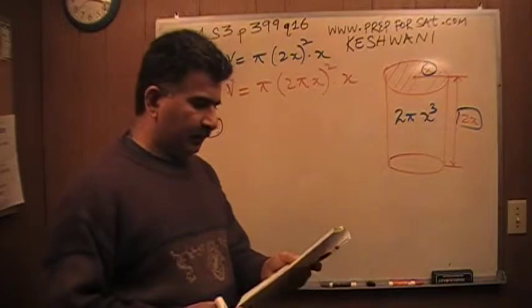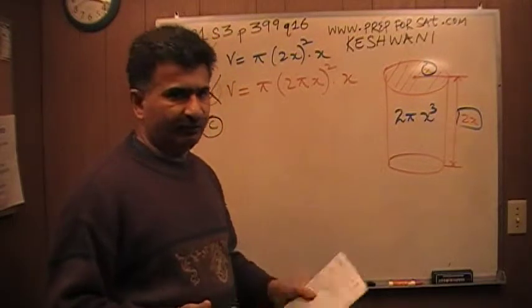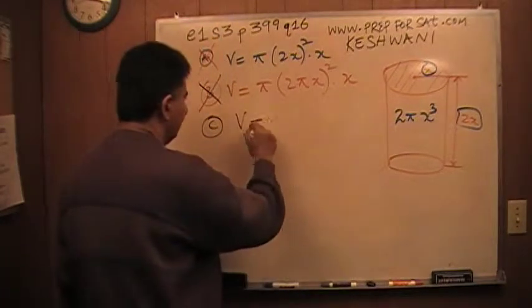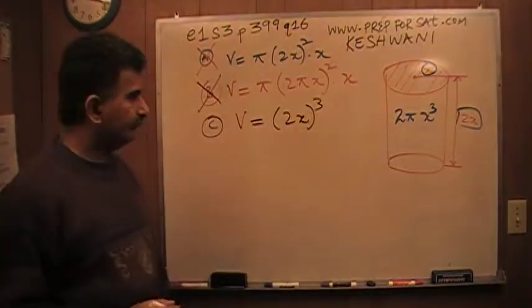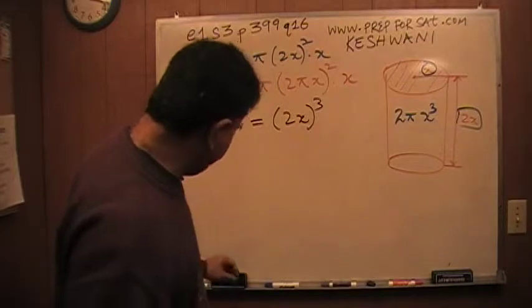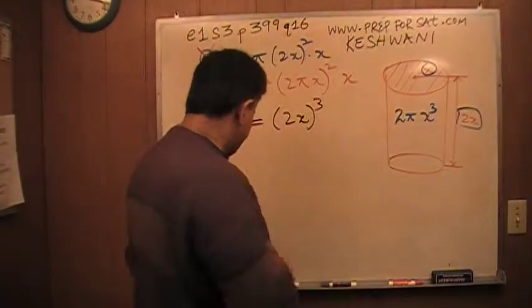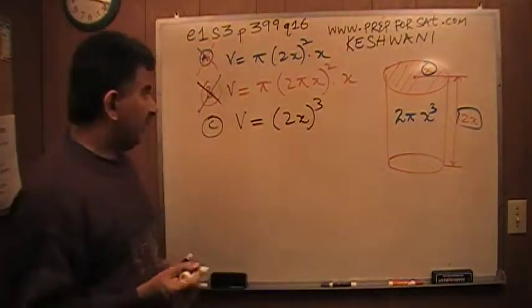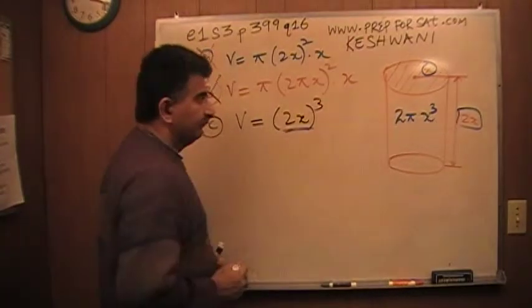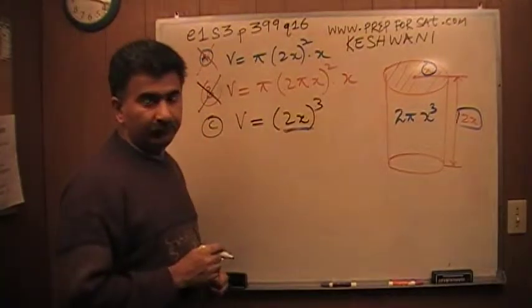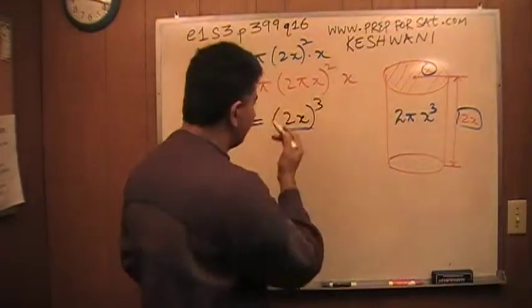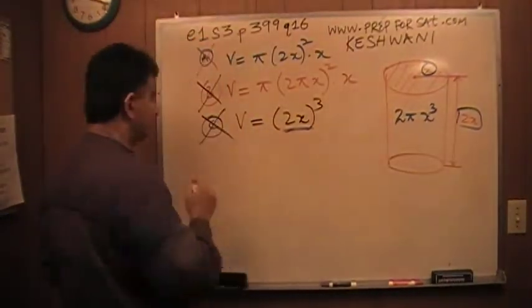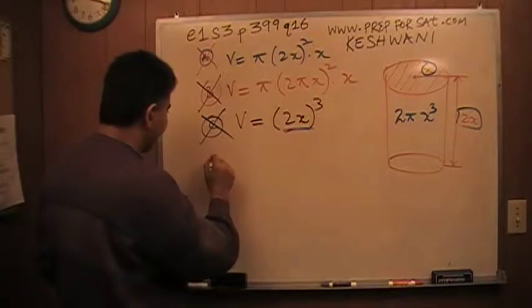Let's look at C. C says a cube with the edge of 2x. That's just silly. The volume of a cube is, you take your side and you cube it. Well, I don't know about you, but I'm having a very tough time finding a pi in here. Do you see any pi in here? I don't. It doesn't matter what everything else is. There's a pi in the answer choice, there is no pi here. This is not it.